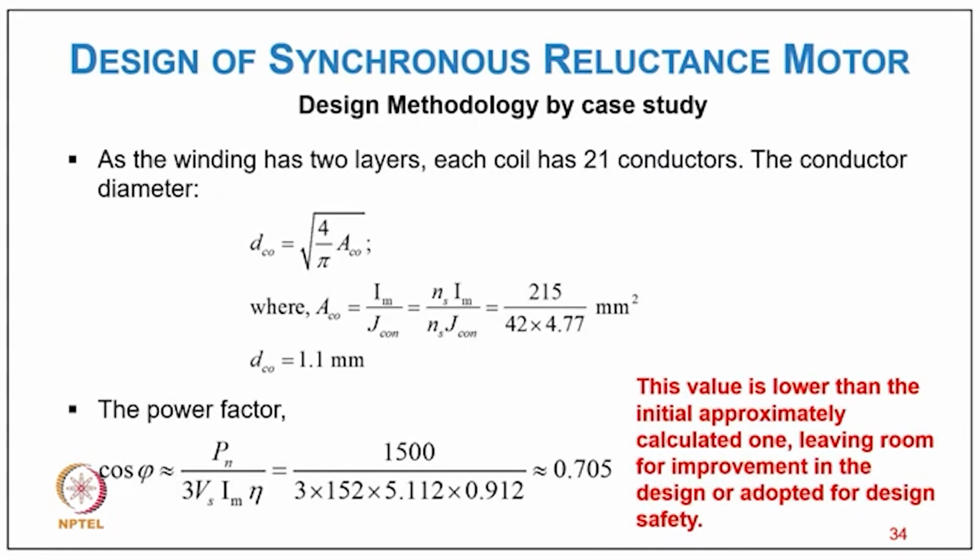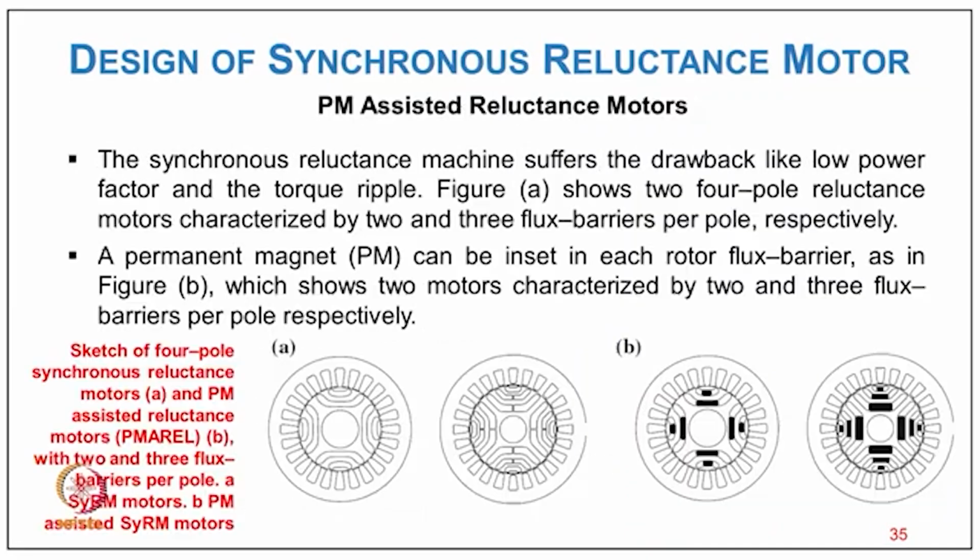So conductor diameter dco equal to under root 4 upon pi Aco, where Aco is Im upon J count, or Ns Im upon Ns J count, equal to, putting the value, 215 by 42 into 4.77. So dco comes 1.1 millimeter. So power factor now, cos phi equal to P upon 3 Vs Im into eta. So putting the value, it comes 0.705, and this value is lower than the initial approximately calculated one, leaving room for improvement in the design or adapted for the design safety.